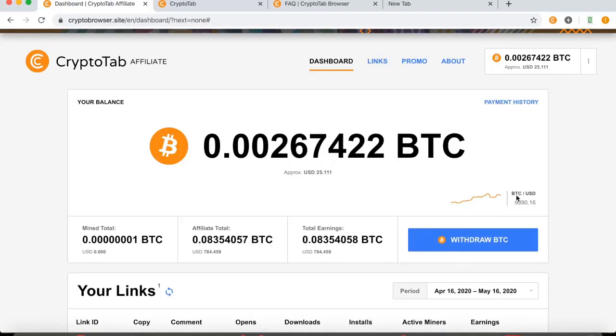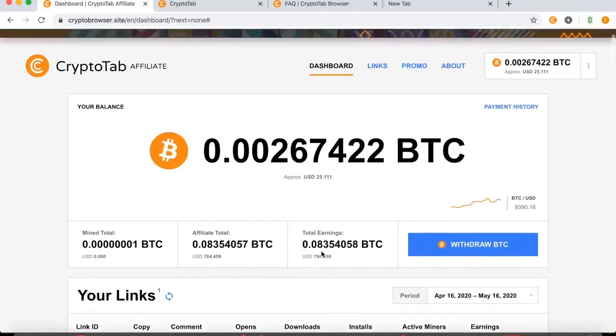And this is based on the current price of Bitcoin, which is $9,390. But when I was making videos on this before, it was priced at around $15,000, which means that I've actually earned quite a bit more than what this number says down here because it's based on the current prices.